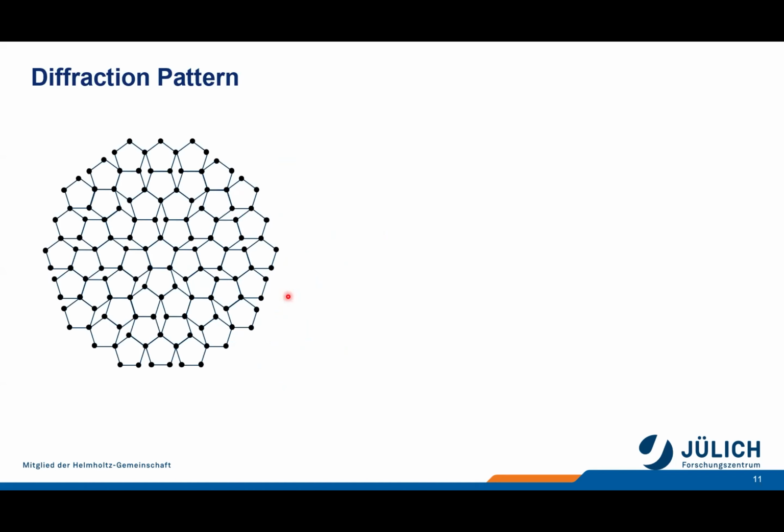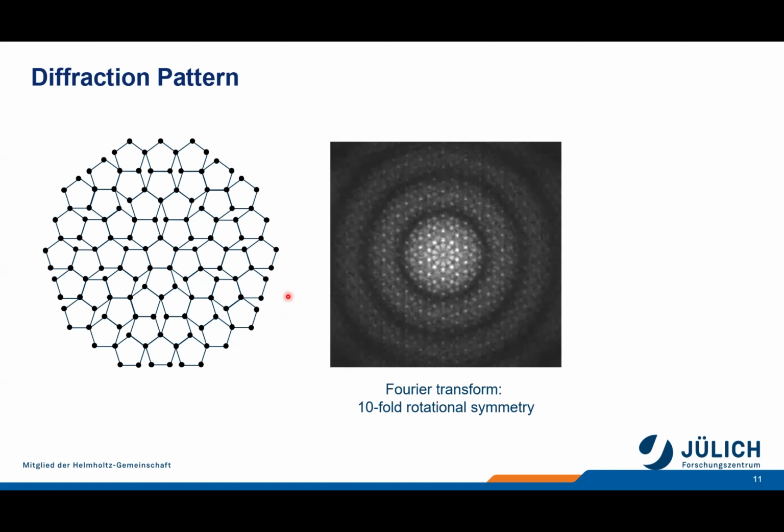And if we then position atoms, or it could also be colloids or polymer particles, on the vertices of these rhomb pentagon tilings, and we calculate the Fourier transform, then we get tenfold rotational symmetry. So you always get twice the symmetry if you do the Fourier transform. So this is the diffraction pattern that you would measure from this rhomb pentagon tiling shown on the left.